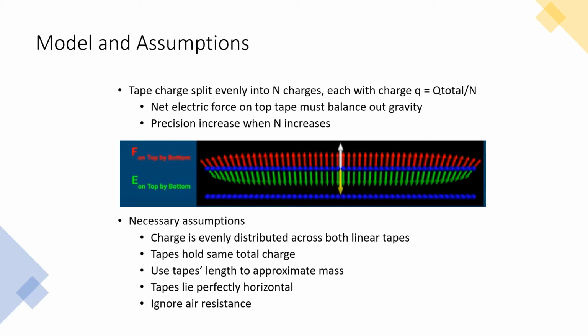To trust this model, we need to make the following assumptions. The charge is evenly distributed across both linear tapes. The tapes hold the same total charge. We can use the tape's total length to approximate the mass. The tapes lie perfectly horizontal, and we can ignore air resistance.